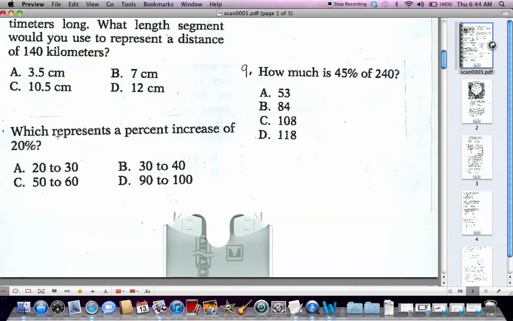Okay, here's 5. Which represents a percent increase of 20%? 20 to 30, 30 to 40, 50 to 60, or 90 to 100. We're looking for a percent increase of 20%. Which one of those represent that?